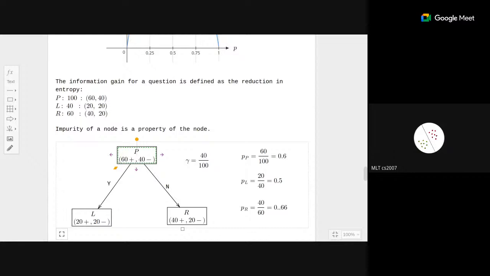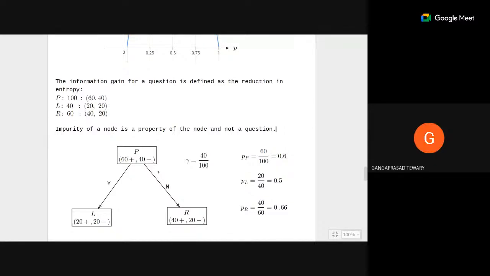It can't change. Just a clarifying question, sir. When we say that impurity of a node is a property of the node, and we are calculating impurity, it means impurity at P, impurity at L, impurity at R separately, right? Yeah, there are three different impurities.